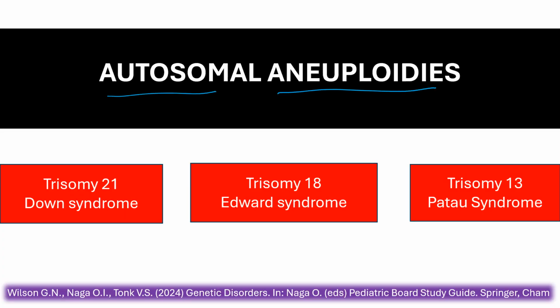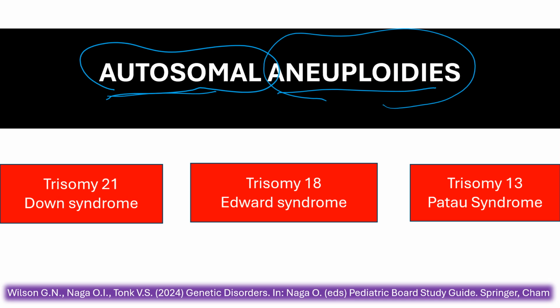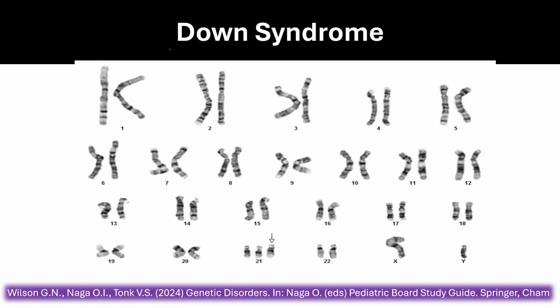Genetic disorders. Autosomal aneuploidies. Aneuploidy means abnormal number, and here abnormal number of autosomes. The first and most common example, trisomy 21 or Down syndrome. Second, trisomy 18 or Edwards syndrome. Third, trisomy 13 or Patau syndrome. We'll start with Down syndrome.